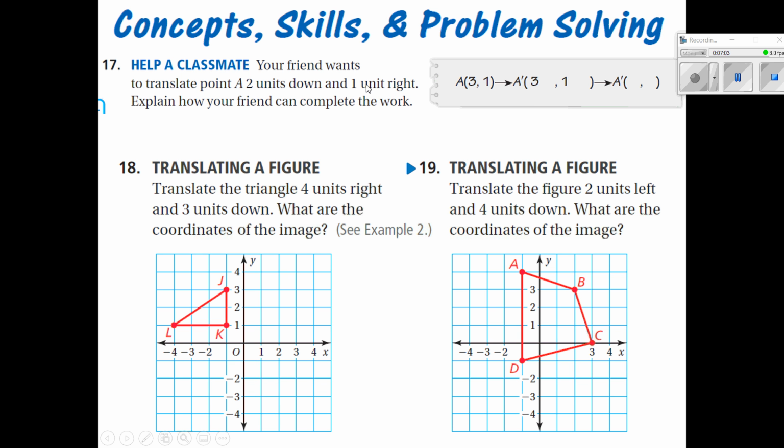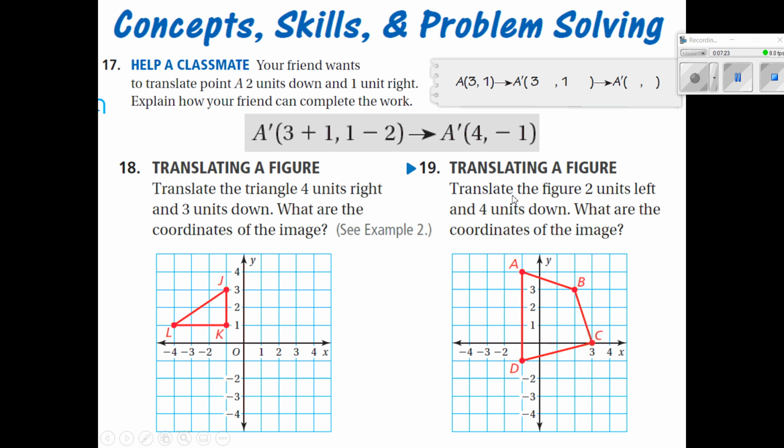And then it says 1 unit to the right. Well, 1 unit to the right is increasing by 1. So my 3 is going to be a 4, I believe. If we see over here, we got 4, and we have the negative 1 that we talked about.